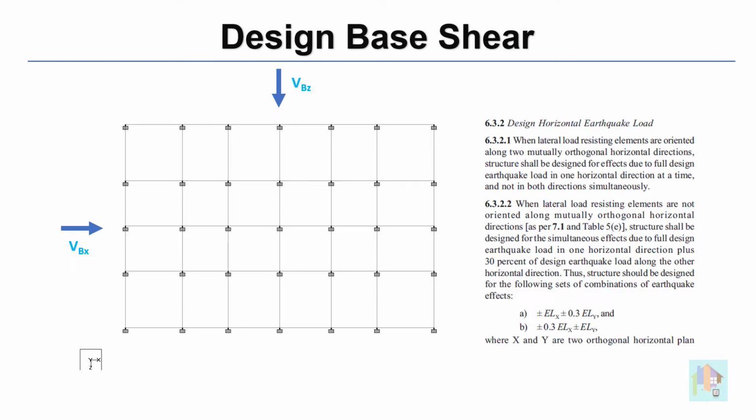Under clause 6.3.2, code suggests to consider seismic action in each horizontal direction separately if the lateral load resisting elements are oriented in this axis. Else, for any non-orthogonal frames, we need to combine effects from one direction with 30% effect from other direction. All lateral load resisting element should be designed for this combined force. I will talk about this later.